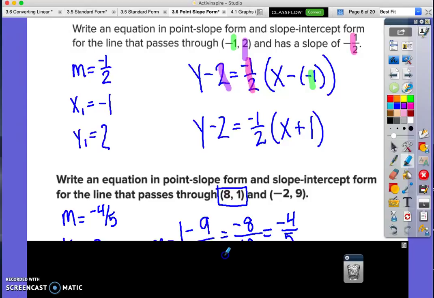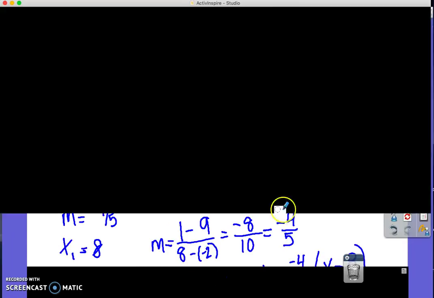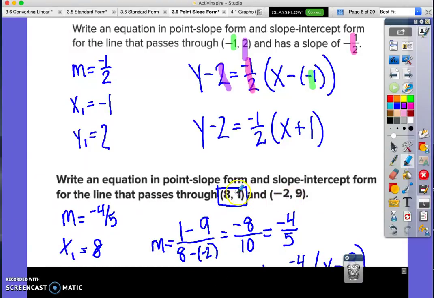So the slope is going to be, I'm going to subtract my y's on top, and that's where I get 1 minus 9 becomes -8. On bottom, I'm going to subtract my x's. I have to start with the same point.